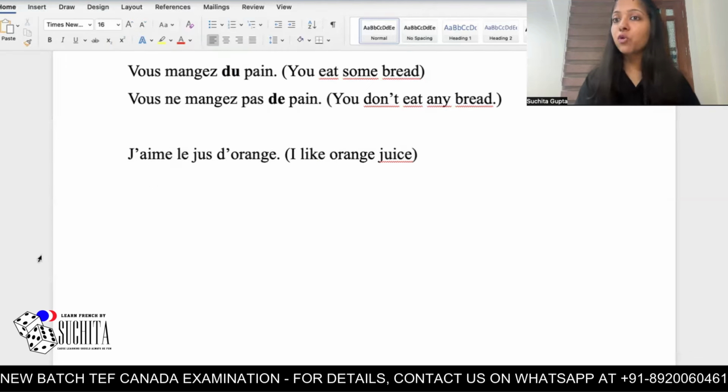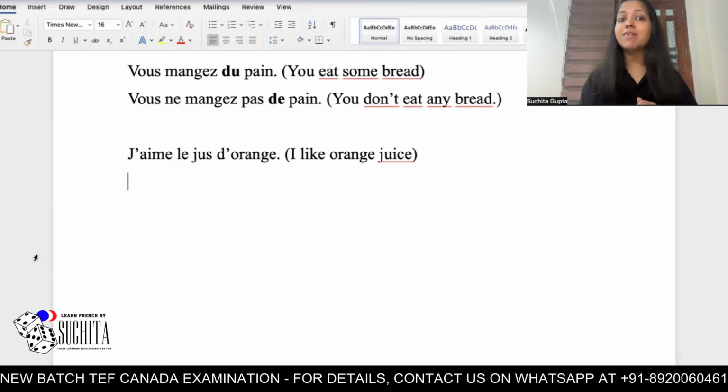Now let's take the fourth example. J'aime le jus d'orange, which is I like orange juice. Now in this sentence, of course, the verb is aime, which is the verb aimer, to like. You'll put ne before the verb and pas after the verb. But since our verb aime begins with the vowel a, ne will change into n apostrophe. J'aime and the negative will become je n'aime pas.